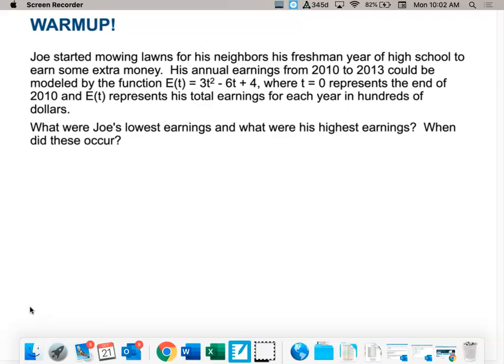Second question, when did these occur? When I say when did these occur, don't tell me they occurred at t equals 1 and t equals 3. If Joe asks you, when did I make the most money, you're not going to say at t equals 3, right? You're going to say in 2013. So make sure you answer the question in the context of the problem and how it's presented. If they tell you what years we're talking about and what t represents, then you should give back the answer in the context of the problem with years. But anyway, overall, well done.